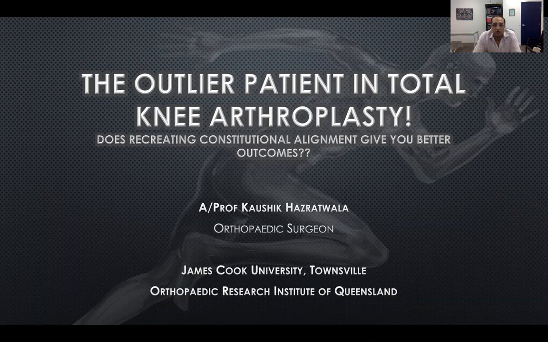This talk is about looking at the outlier patient in total knee arthroplasty. Essentially, does recreating the constitutional alignment give you a better outcome? This is a series of my own patients that I have done mechanical alignment on, and those that have had alternate or functional alignment, where they have been left outside of the traditional 3 degrees of varus or valgus, which is considered neutral, and compared the outcomes of these patients over time.